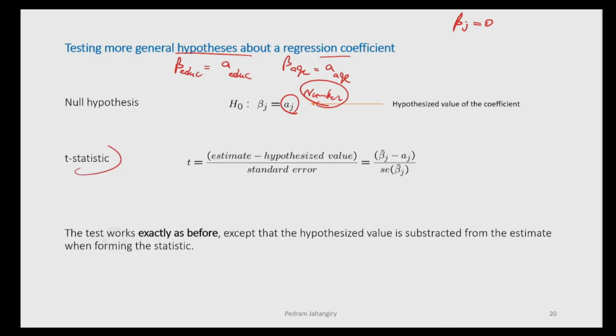Our test statistic, everything is exactly the same. This is your estimate, beta hat j, minus the hypothesized value, beta j under the null, and divided by the standard error, so this is the standard error of beta hat j. It used to be beta hat j minus 0, now it's beta hat j minus aj. That's the only difference, and the rest of it is exactly the same. The test works exactly as before, except the hypothesized value is subtracted from the estimated one in the numerator, right? So here.